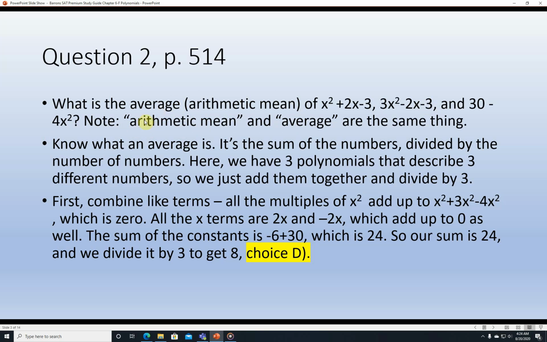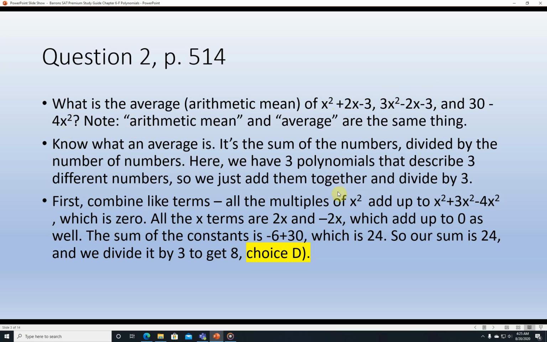They're going to give you the terms. This is not where they are looking to fail you. Okay. Know what an average is. It's the sum of the numbers divided by the number of numbers. Here we have 3 polynomials that describe 3 different numbers. So this polynomial is one number. This one is another one. This one represents another number. So we just add them together and divide by 3.